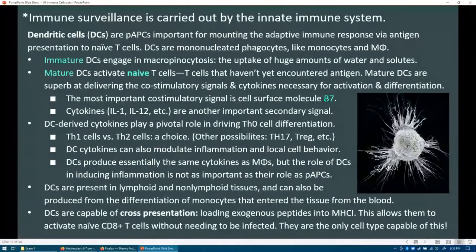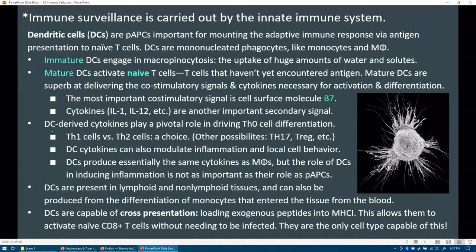They express really, really, really high levels of B7 when they're mature. So they can give plenty of co-stimulation to any T cell that needs it. That makes them really good at activating naive T cells because naive T cells need tons of co-stimulation in order to become activated. They also make cytokines, which are technically another important secondary signal. Cytokines are going to not only tell the T cell that it's okay for them to become activated, but also it's going to tell the T cell what kind of effector T cell it should become. We'll talk more about that in a moment.